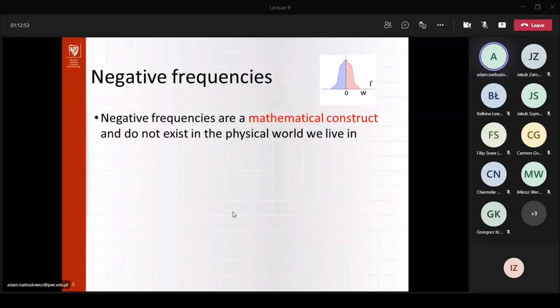I mean, if you go back to the core definition of frequency, you know that 1 gigahertz frequency means simply 10 to the power 9 variations or changes per second, right? So we change the signal quite rapidly over time. But what would that mean if you have -10 to the power 9 variations per second? It's something that might be a bit difficult to imagine.